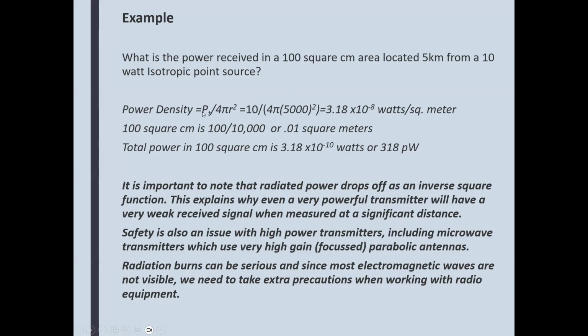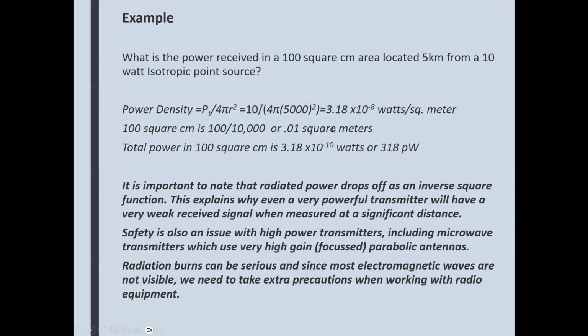Okay, power density equals PT, which was the total power, which would be the 10 watts, divided by 4 pi r squared. And what's the r? Well, that is the 5 kilometer distance, right? And since we're operating in meters, we're talking about 5,000 meters, because 1,000 meters is 1 kilometer. The calculation is very simple.